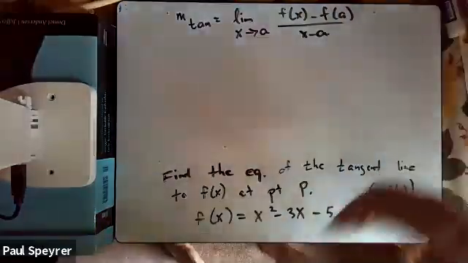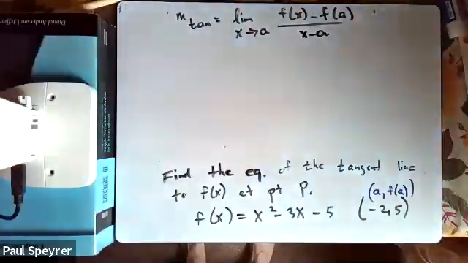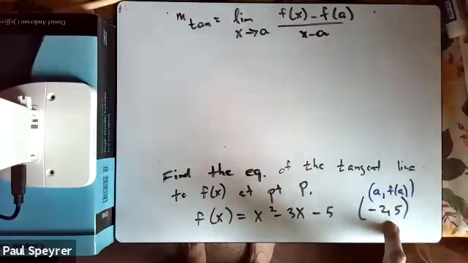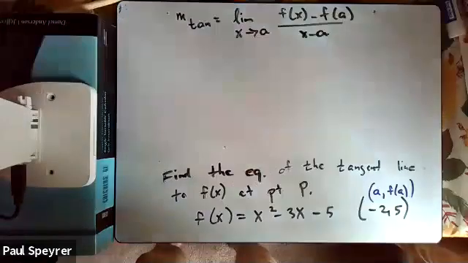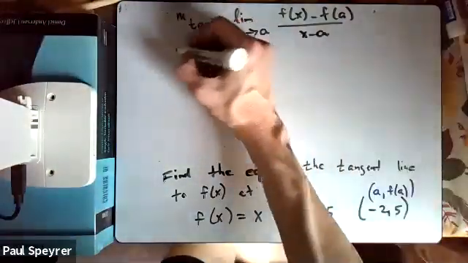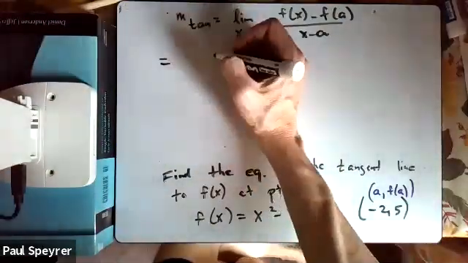Well, let's plug it in, right? Remember, in order to find the equation of a line, what do you need? You need a slope and a point. We have the point. They gave it to us, right? -2, 5. We need the slope. So what is that going to look like in this case? Well, let's plug all this stuff into this tangent slope formula.